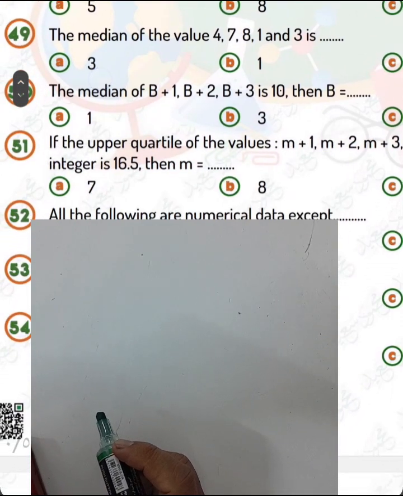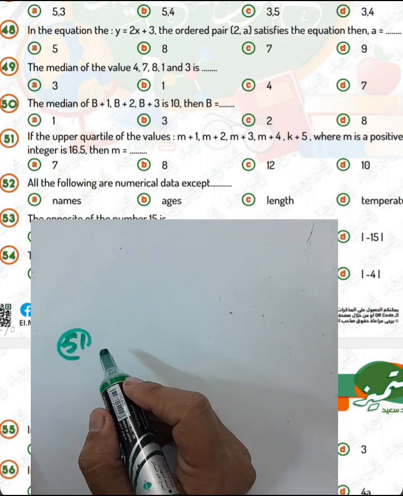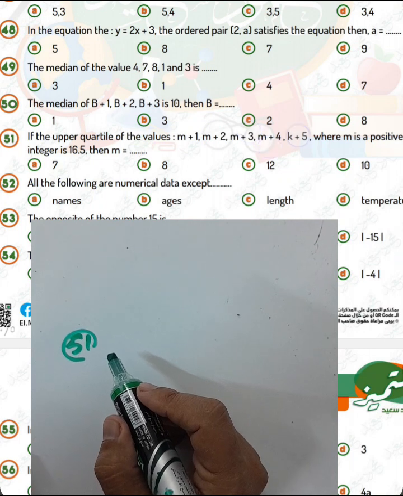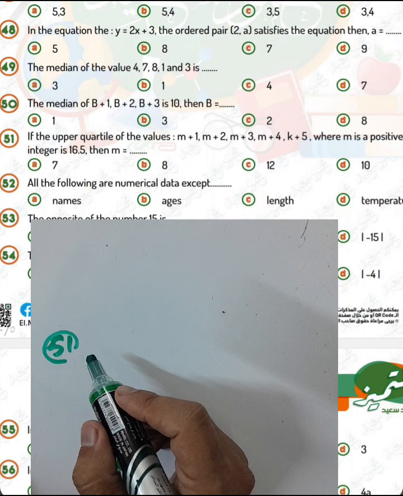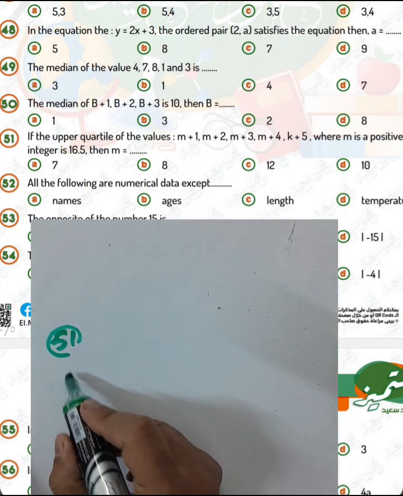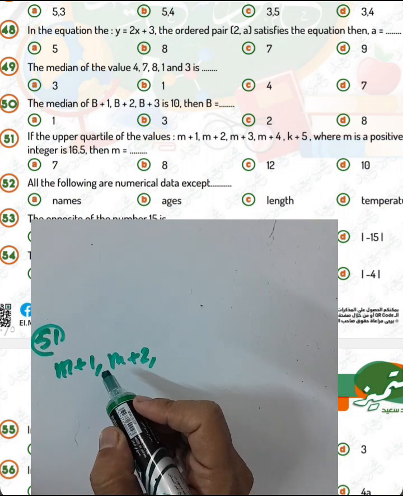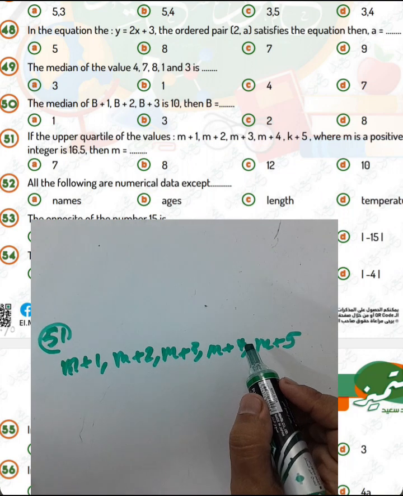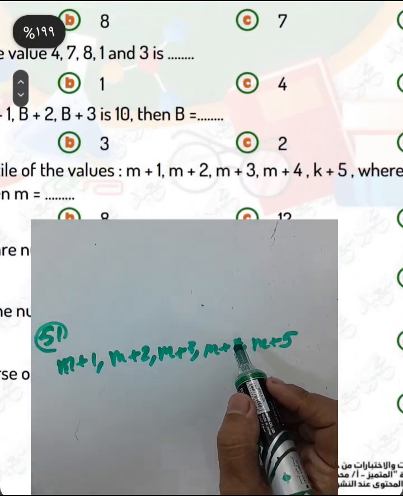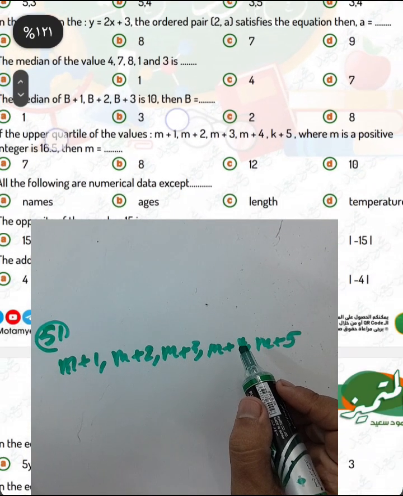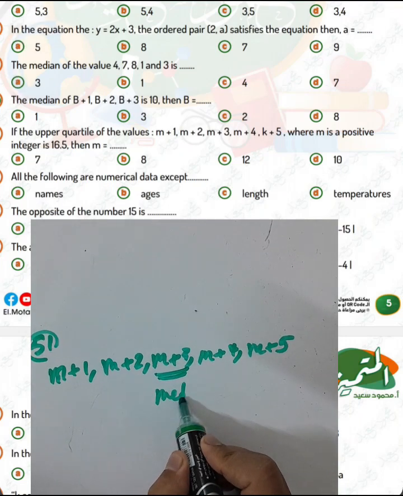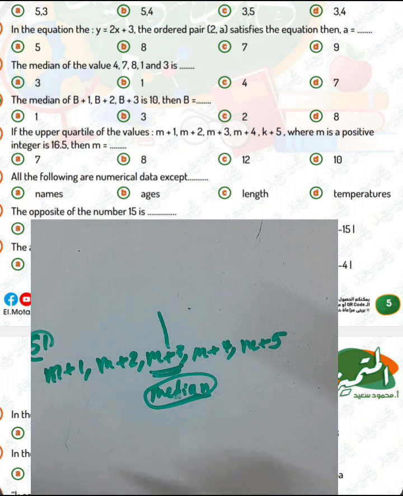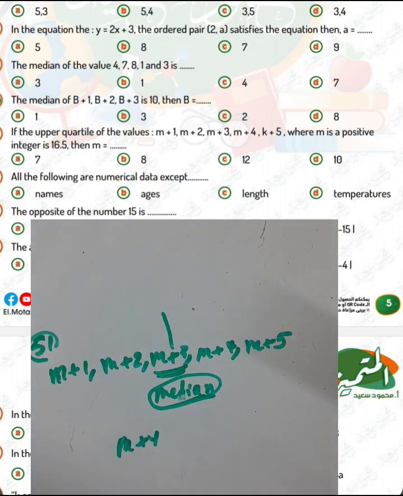Question 51. The upper quartile of the values m plus 1, m plus 2, m plus 3, m plus 4, m plus 5, where m is a positive integer, is 16.5. Then m equals what? Okay, we have m plus 1, m plus 2, m plus 3, m plus 4, m plus 5. You must write m here. It tells us the upper quartile is 16.5. You remember the steps? We have the median here, and this number, m plus 4, will be the upper quartile.